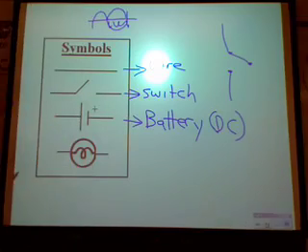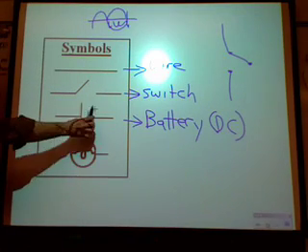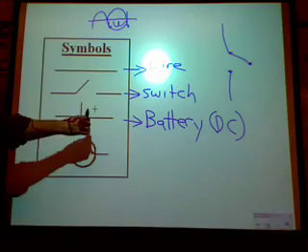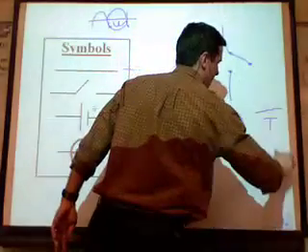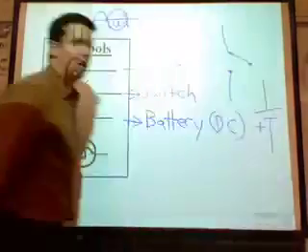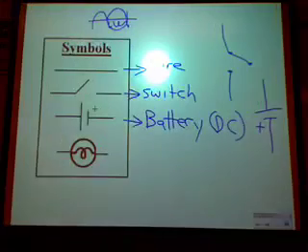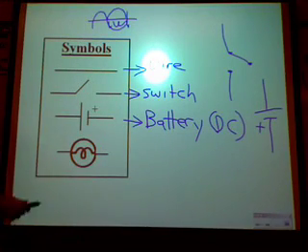Instead of a pretty little picture of a battery, they use these to show me the two plates. And we know one of them is always going to be positive and one's going to be negative. Okay? If I draw it this way, it's still a battery, even if I draw it sideways. Got it? Okay. Last one.